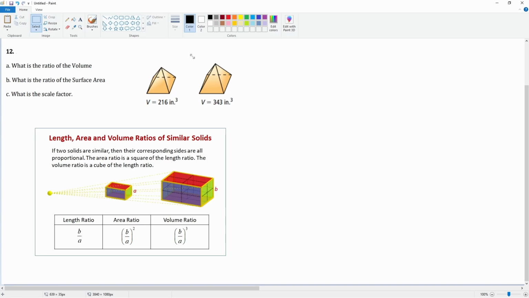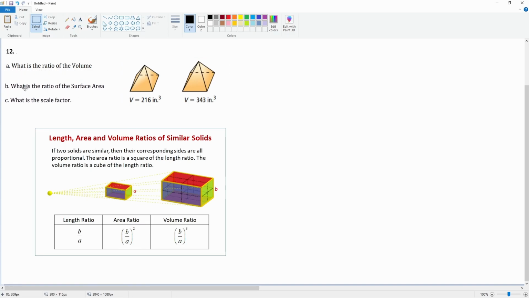I'm just supposed to be giving you these two pyramids, and you need to find the ratio of the volume, find the ratio of the surface area, and then find the scale factor. To do that, you need to understand these property relationships. The volume of your second object over your first one is the same thing as b over a cubed, and the surface area ratio is b over a squared, which is the same thing as b over a for the lengths.